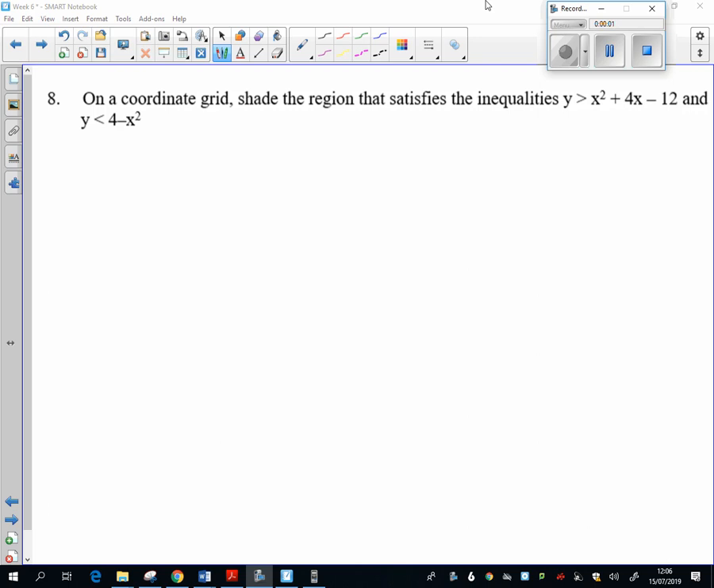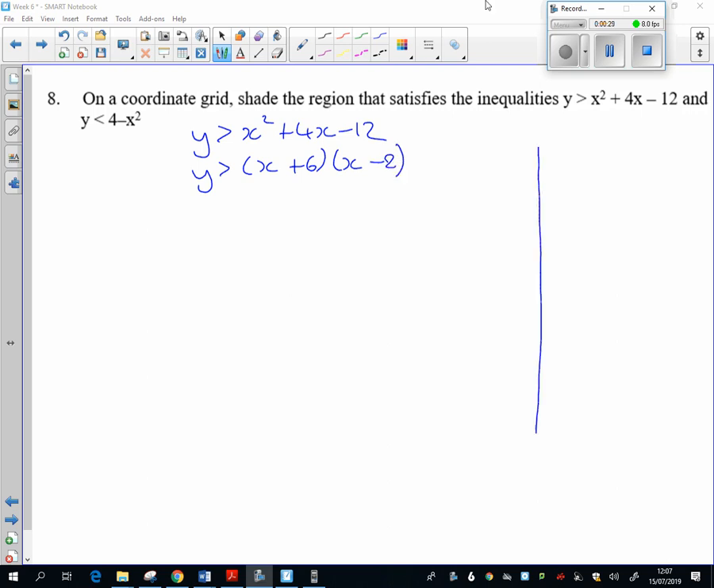Okay, so more shading inequalities. This time they're both quadratics. So again, my first step is to actually shade the quadratics. So y is greater than x squared plus 4x minus 12. So that factorizes, which is nice. So plus 6 and minus 2. So let's start sketching them over here.